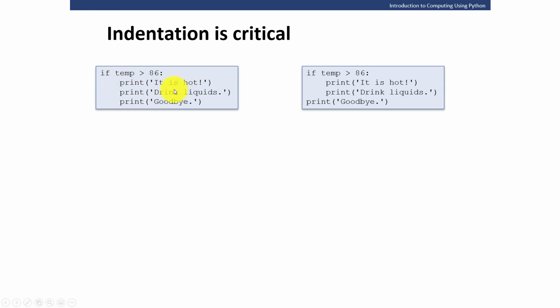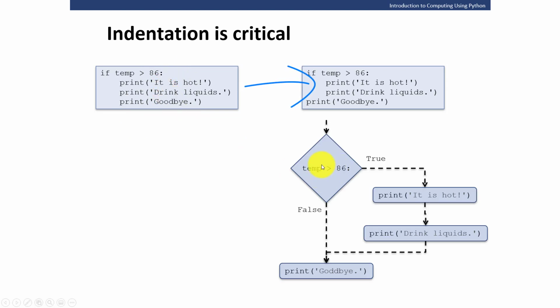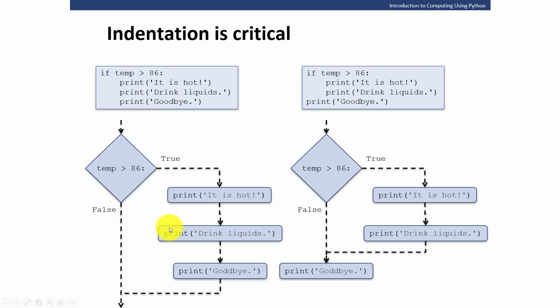So can you tell me what is the difference between this code block and this code block? In this code block, if my goal is to print goodbye at all times, this is not the case here. As you can see, in this one, if the condition is true, I'm going to print it's hot, drink liquid, and print goodbye regardless of the value of your condition. But for this statement, I will not print anything unless the condition is true. So indentation is crucial, guys, when it comes to the if statement.